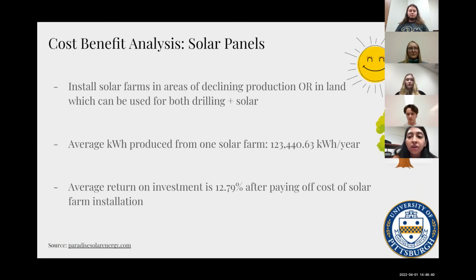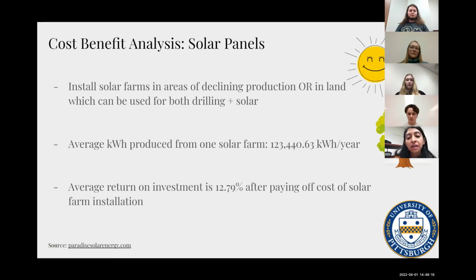In terms of a cost-benefit analysis for solar panels, on average, PA farmers pay off their solar farm loan within 10 years from money made selling solar energy. By placing solar panels on the areas with the declining wells or in land which can be used for both drilling and solar, CX Energy will be able to make money from royalties selling electricity. The average return on investment for these farmers is 12.79%. By using solar energy and oil drilling, CX Energy will benefit in the long run in terms of not only a more clean energy initiative, but profits as well.